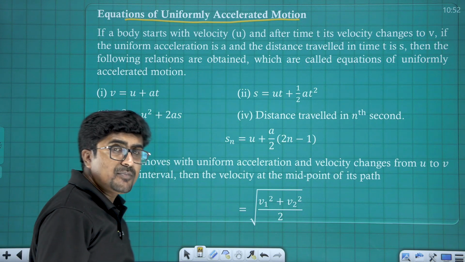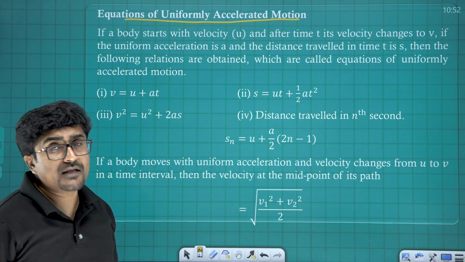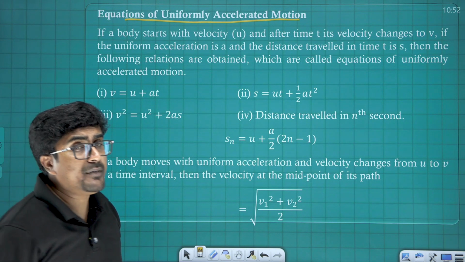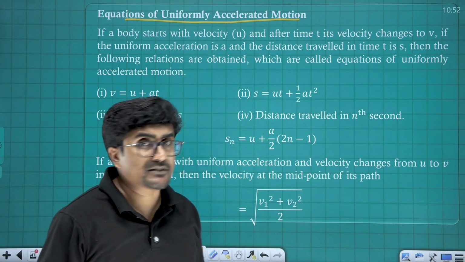Next one is s is equal to ut plus half at square, and the third one is v square equal to u square plus 2as. Always keep one thing in mind: this is applicable only and only for a body moving with constant acceleration.